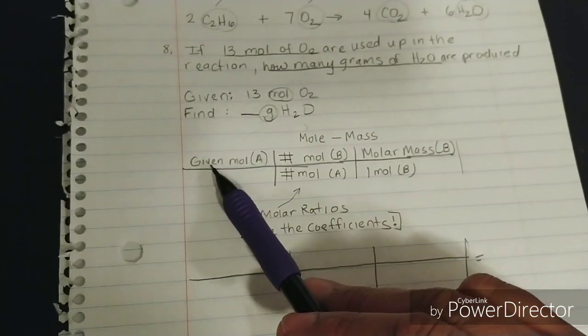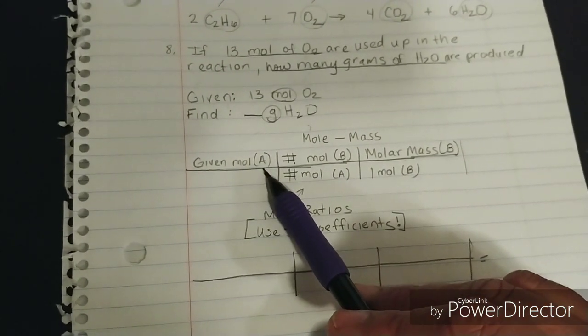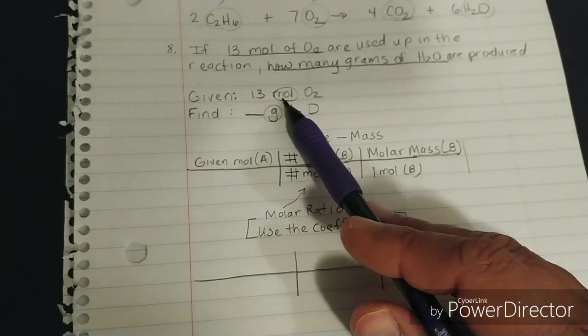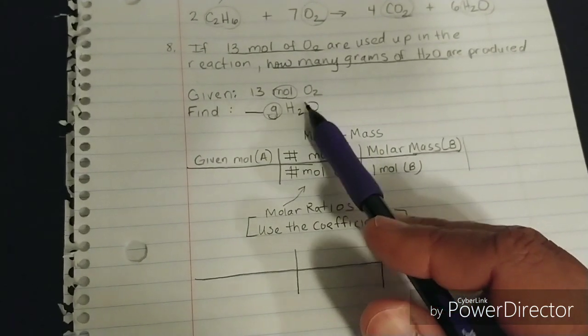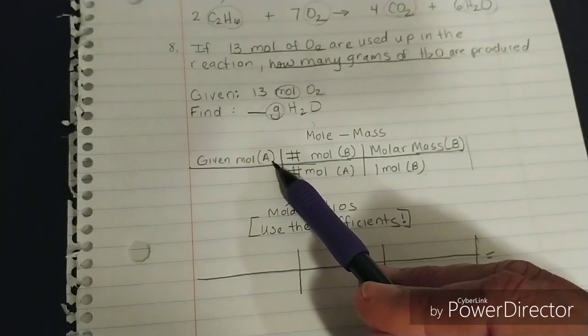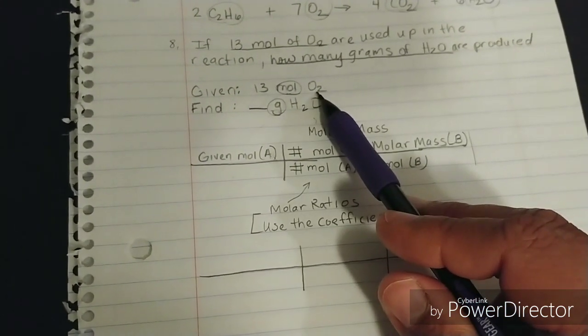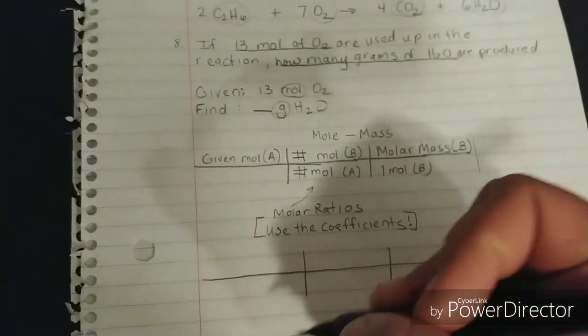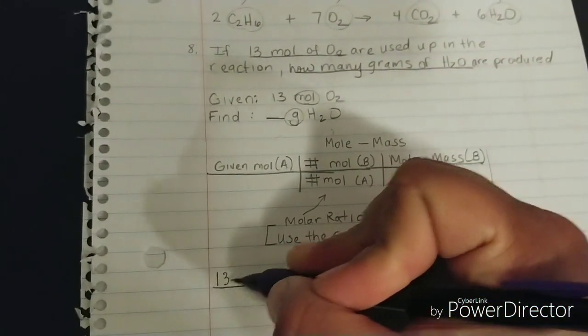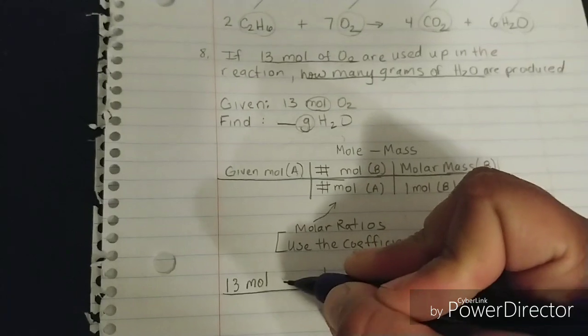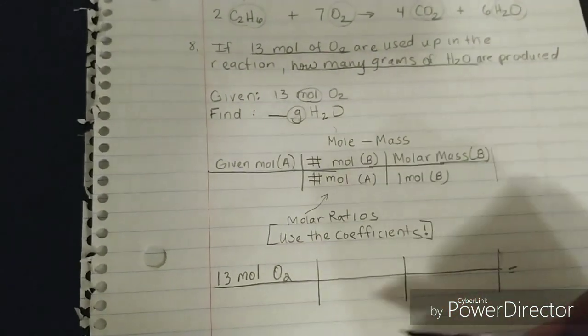Okay, so it says to put the given moles of A. So it's 13 moles O2. Remember, O2 is now going to represent A because that's the compound or substance in the given. In this case, it's the molecule oxygen. So 13 moles of O2.